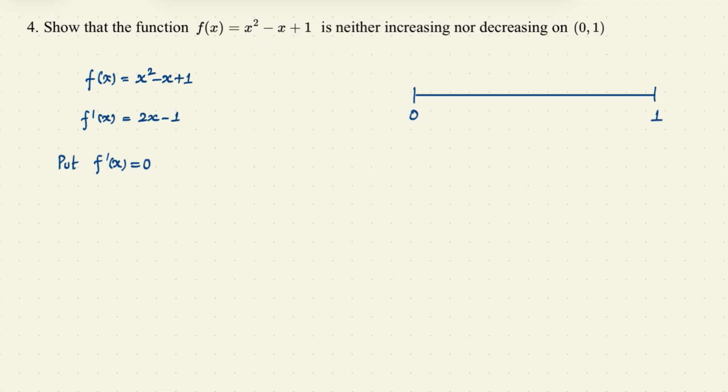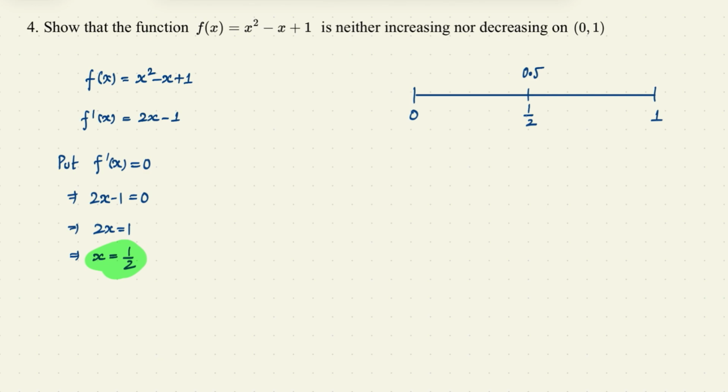So, putting f dash x equals to 0, we can write 2x minus 1 equals to 0, and this means 2x equals to 1, and hence I will get the value of x as 1 by 2. This x equals to 1 by 2 is our critical point. This is called a critical point. And let us mark this critical point on the number line. Then 1 by 2 will be somewhere in the middle, which means 0.5.